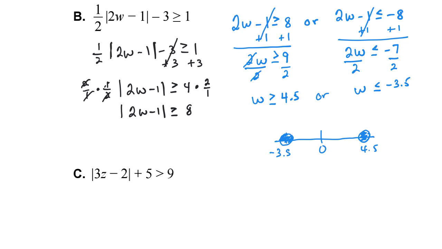W represents any number that is larger than 4.5, which is in this direction. And then any number that is less than or equal to negative 3.5, which is in this direction. Okay.